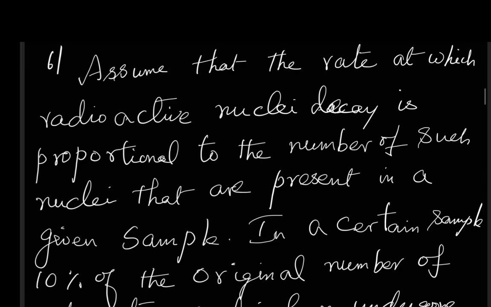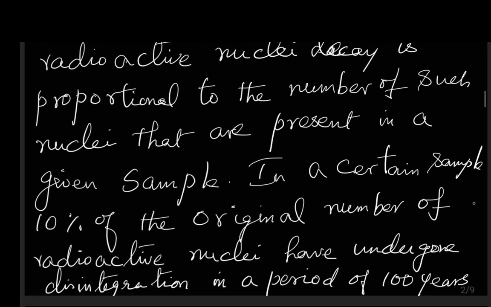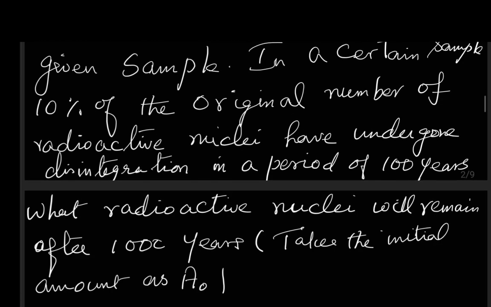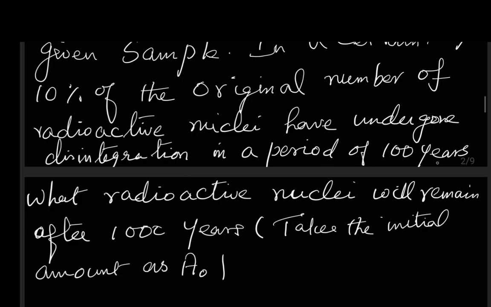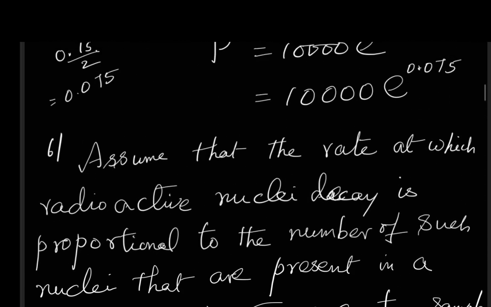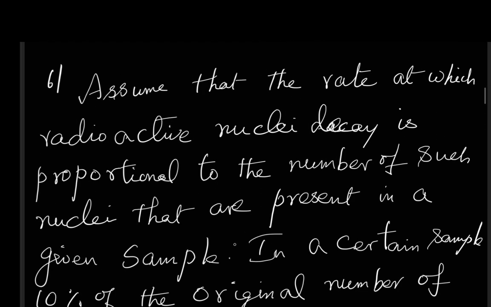Assume that the rate at which radioactive nuclei decay is proportional to the number of such nuclei present in a given sample. In a certain sample, 10% of the original number of radioactive nuclei have undergone disintegration in a period of 100 years. What radioactive nuclei will remain after 1000 years? Take the initial amount as A0.